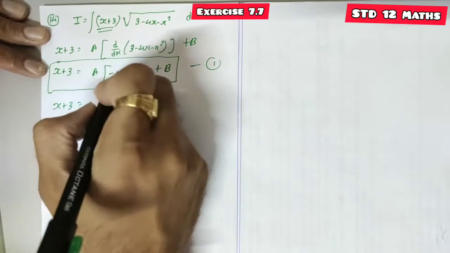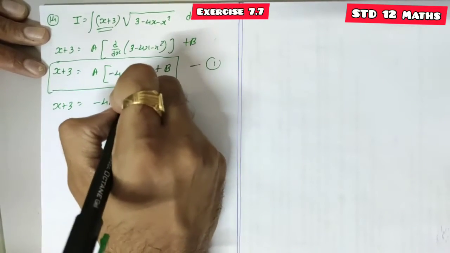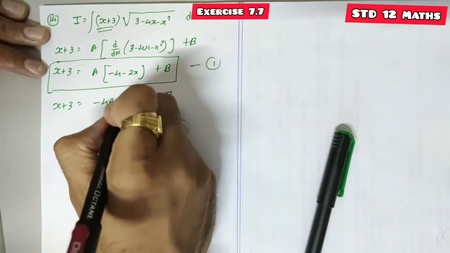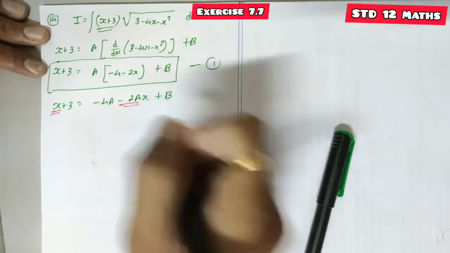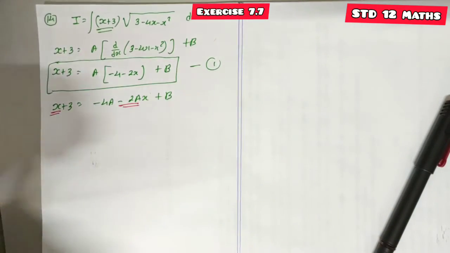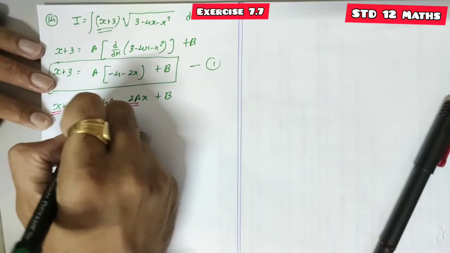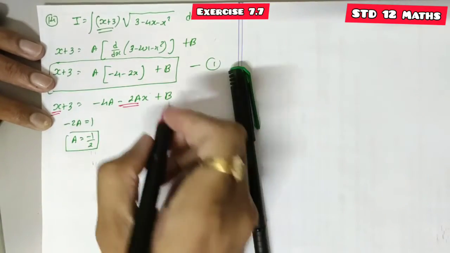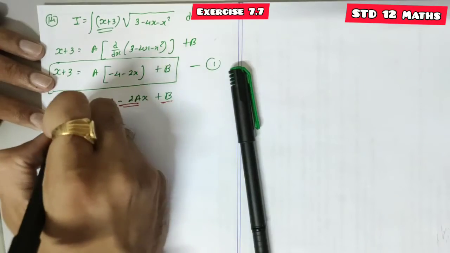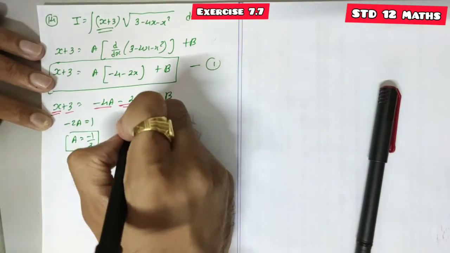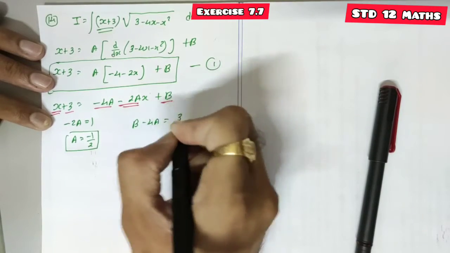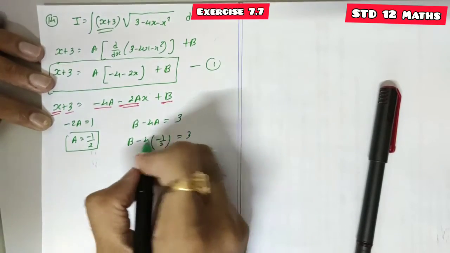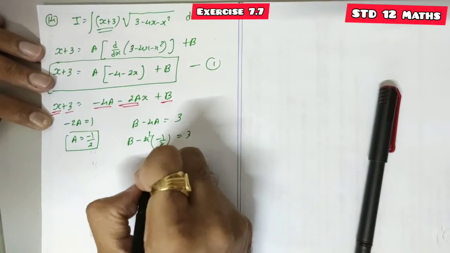So x plus 3 is minus 4a minus 2ax plus b. Compare the coefficients of x. Coefficient of x is minus 2a and here the coefficient of x is 1. So minus 2a equal to 1, so a equal to minus 1 by 2. And second, the constant term: b minus 4a equal to 3. So b minus 4a, with a equal to minus 1 by 2, equal to 3. Minus minus plus, 2 twos are 4, and this will be b equal to 1.